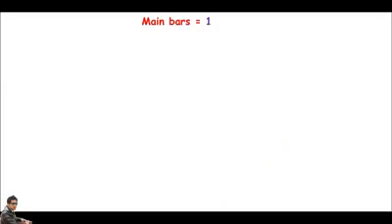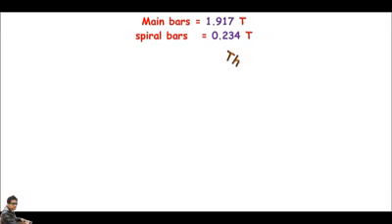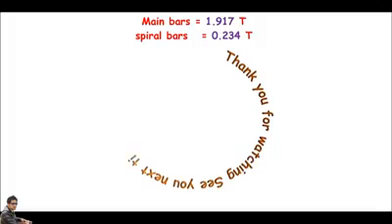So our first approach was main bars, which is 1.917 tons. Our second approach was spiral bar, which is 0.234 tons. And this is how we can calculate steel for pier, pile, and round columns.